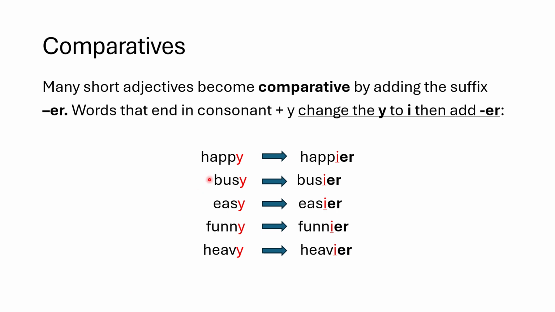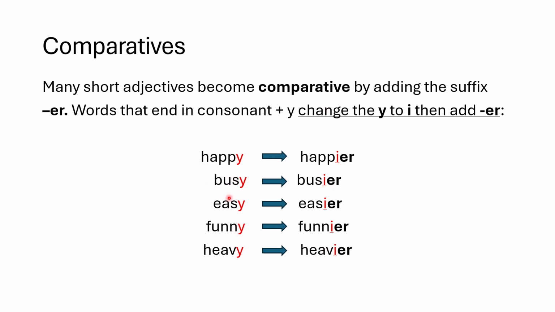Words that end in consonant plus Y, change the Y to I, then add ER. Look at happy. We don't write H-A-P-P-Y-E-R. This is because we are adding a vowel suffix. The Y is dropped, then an I replaces it before adding the suffix ER. This is a true pattern for all of these words.